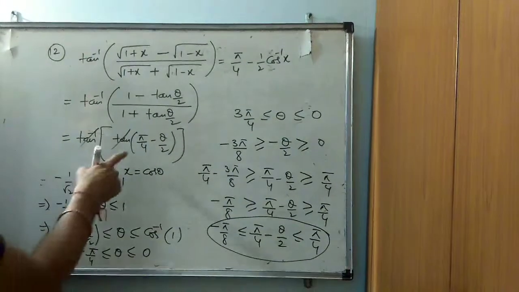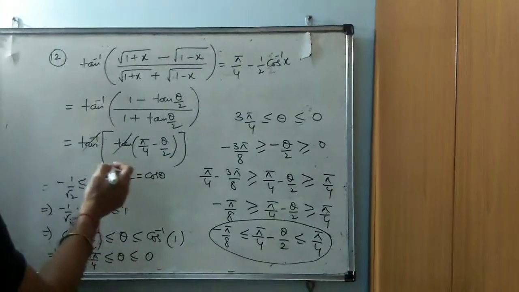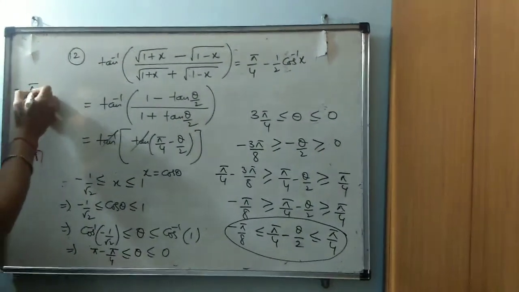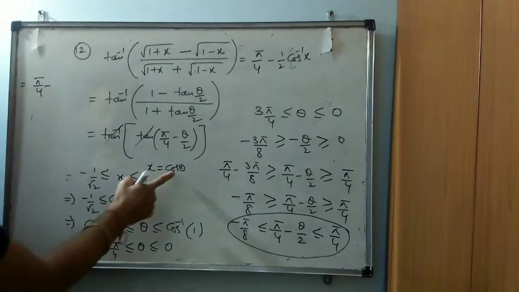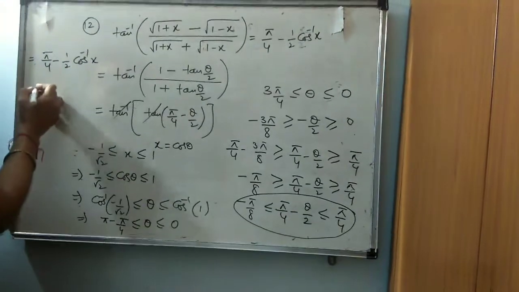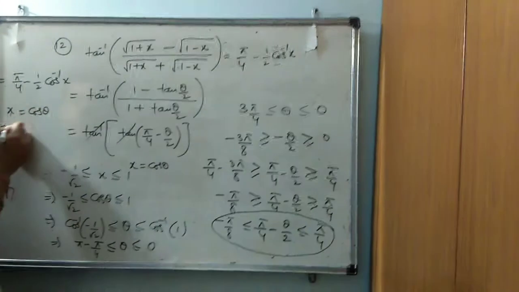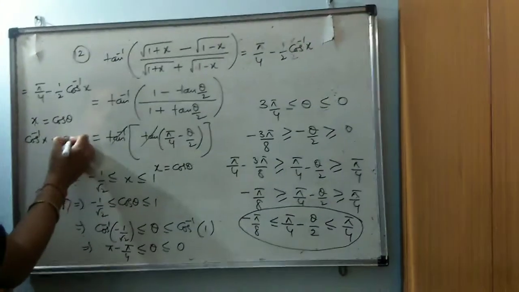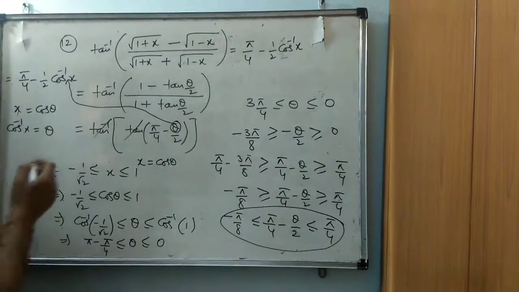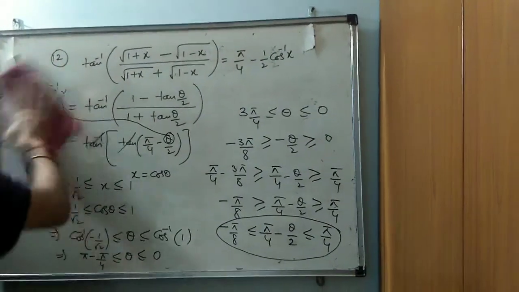The range of this function is between minus pi by 2 and pi by 2. So this one is giving us pi by 4 minus theta by 2, and according to our assumption it becomes pi by 4 minus half cos inverse x, because x is equal to cos theta. That makes it cos inverse x equal to theta. So theta is replaced by cos inverse x instead.